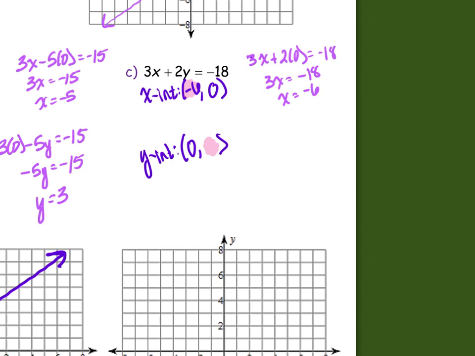So we've got, what do we have? 3 times 0. Y equals negative 18. Negative 18. Divide by 2. Y equals 9.